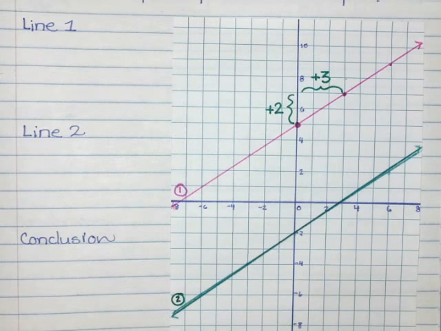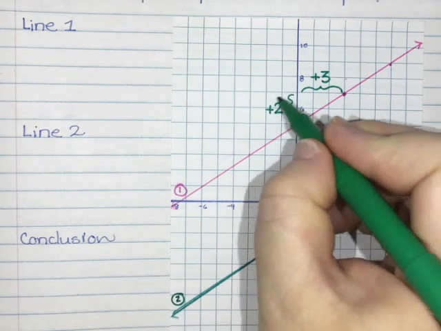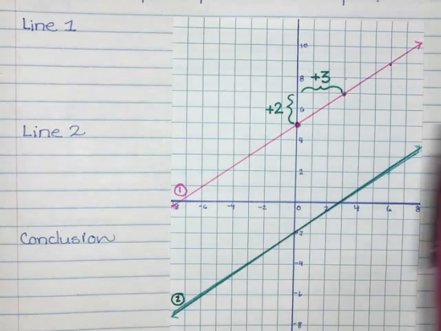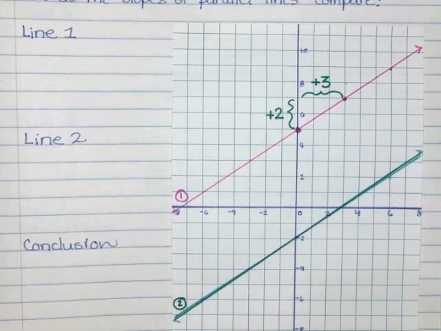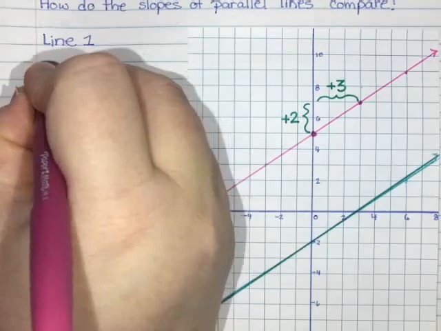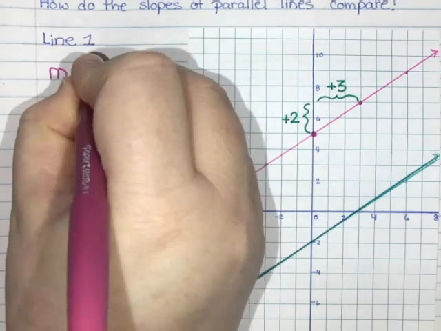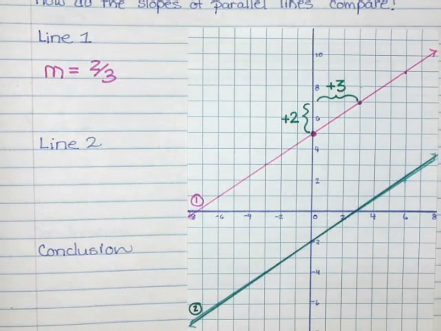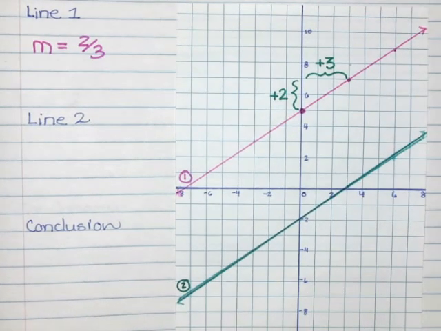So the slope of this line should be delta y, the change in y, divided by delta x, so it's going to be 2 over 3. So the slope of line 1 is 2 over 3. Okay, let's take a look at line 2.